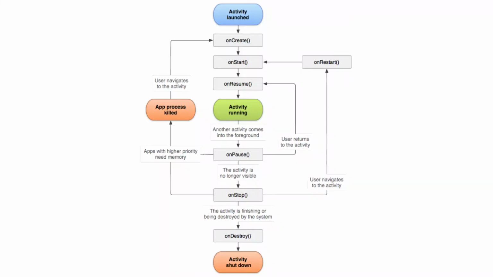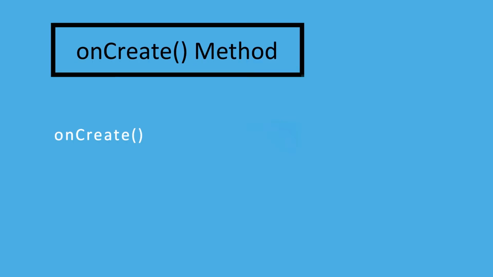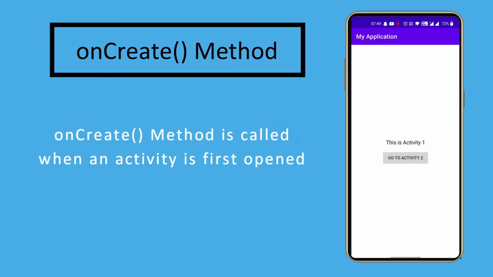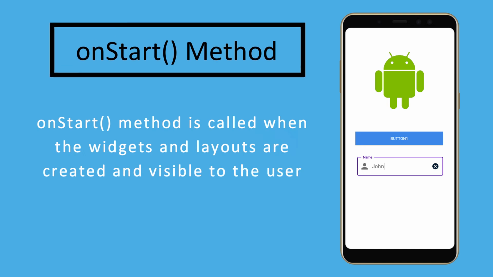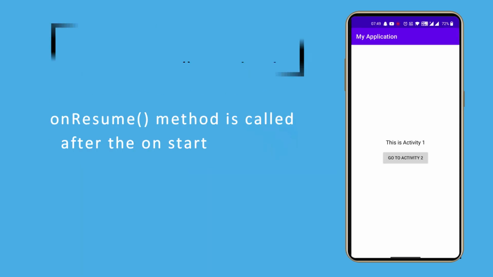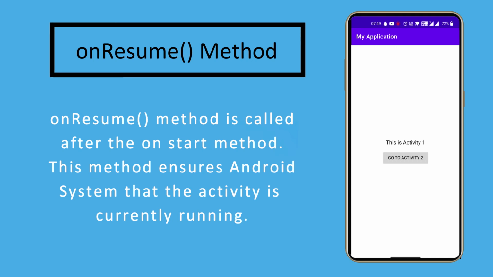Basically, the activity lifecycle has 6 states: onCreate, onStart, onResume, onPause, onStop, and onDestroy. The onCreate method is called when an activity is first opened. The onStart method is called when the widgets and layouts are created and visible to the user. The onResume method is called after the onStart method. This method assures the Android system that the activity is currently running.